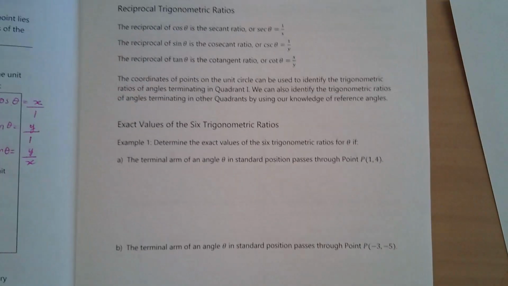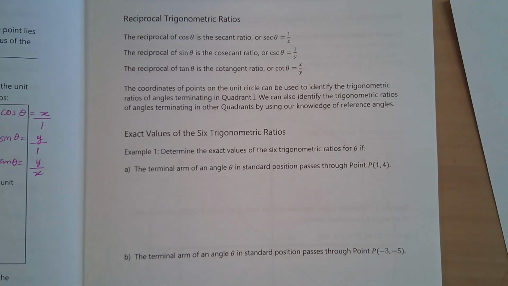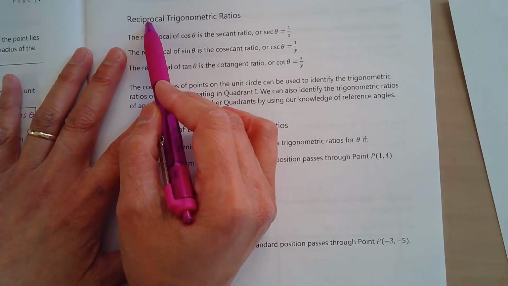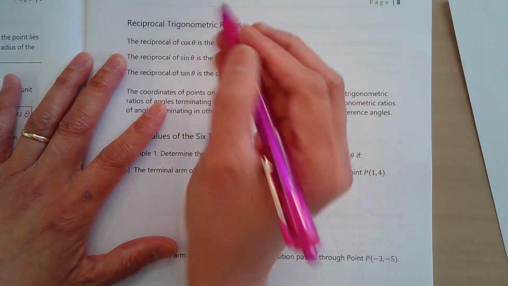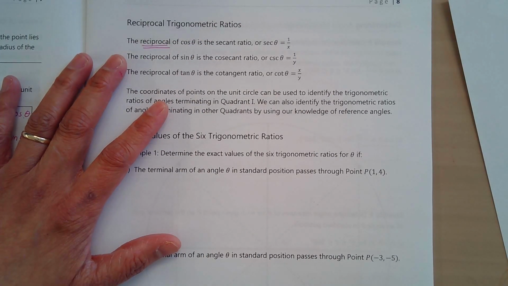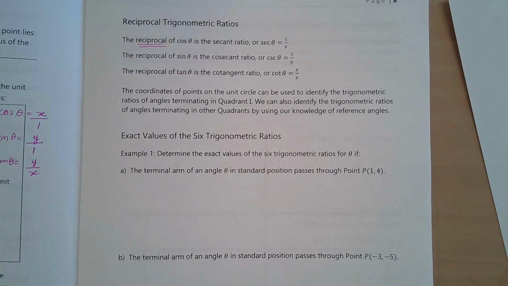Now we've gotten used to SOHCAHTOA: sine, cosine, and tangent. Now we're going to introduce the other trig ratios, which are reciprocal functions. So, reciprocal trig ratios. What does reciprocal mean? The numerator and denominator switch, right?